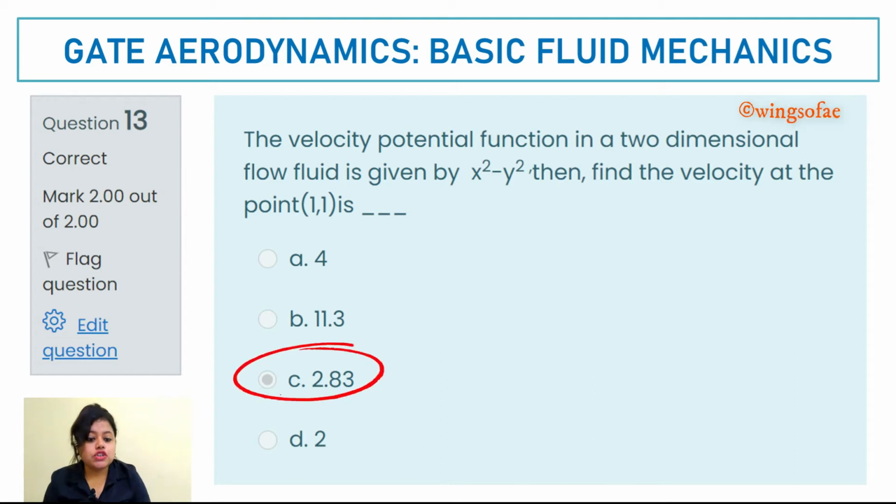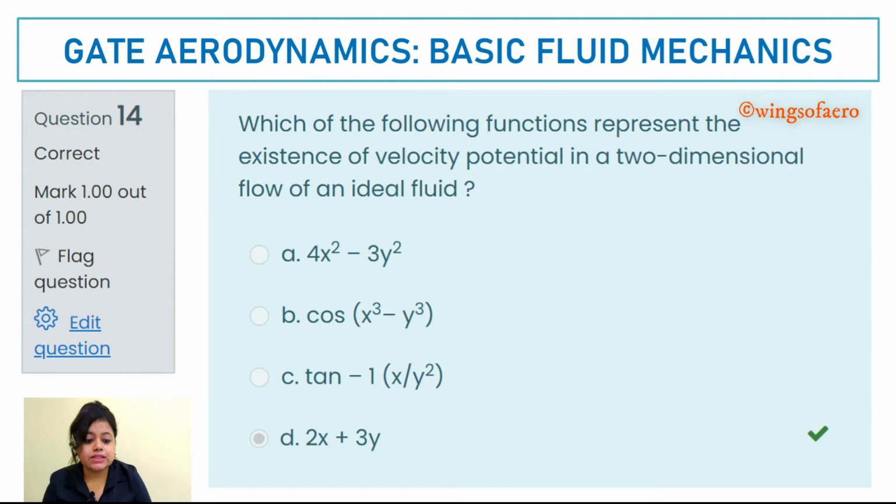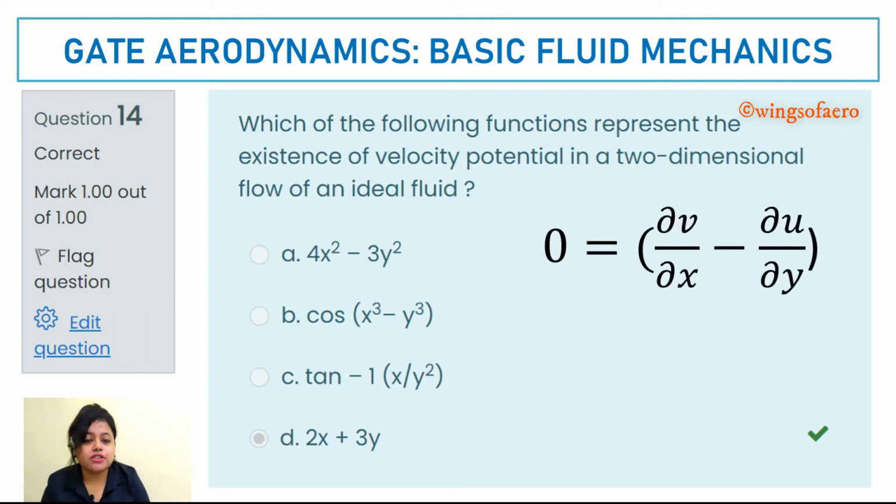Moving to the next. Which of the following functions represents the existence of velocity potential in a two-dimensional fluid flow of an ideal fluid? Now here again comes a couple of questions. Among the options you have to find which one represents a two-dimensional fluid flow with velocity potential. There are a lot of ways to predict it. One of the easiest ways is to check whether the flow is irrotational.